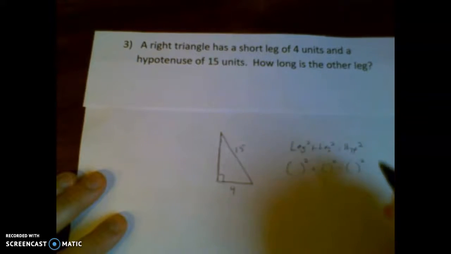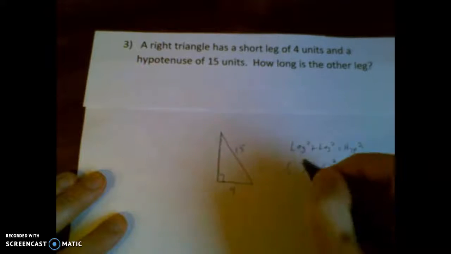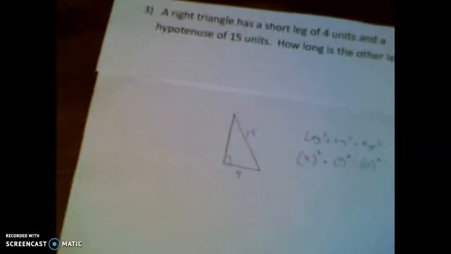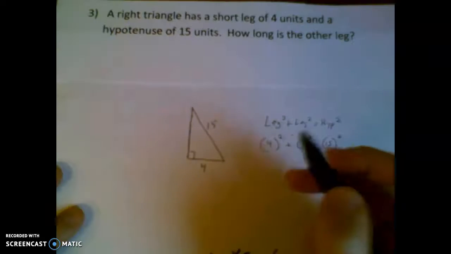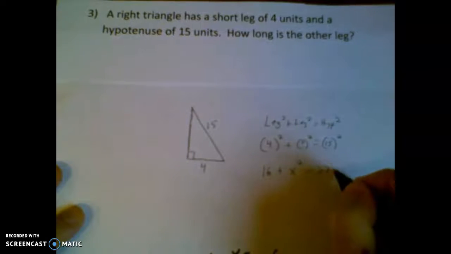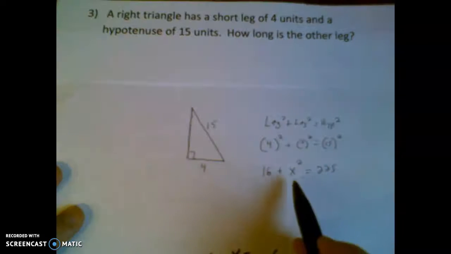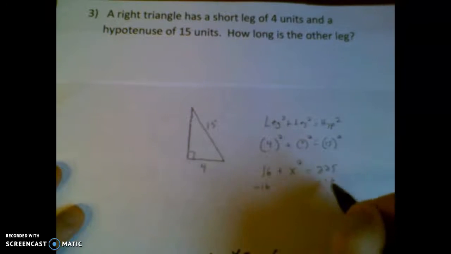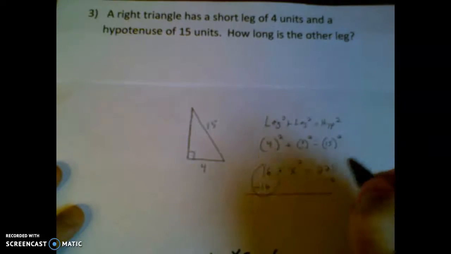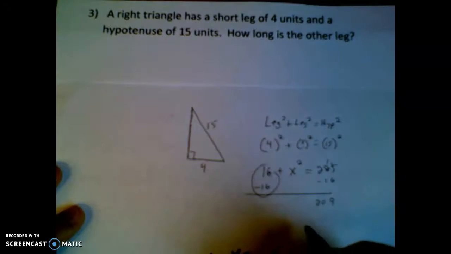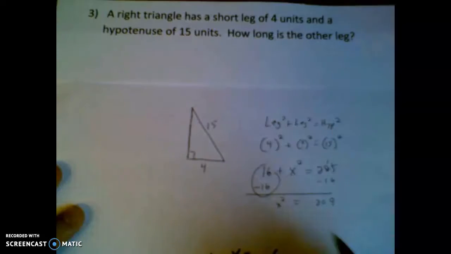So the hypotenuse is 15. One of the legs is 4. And this then is the missing value. So the next thing is to actually square this and get 16 plus some value squared, and 15 squared is 225. So then to find x squared, I'm going to isolate the variable by subtracting 16 from both sides. 225 minus 16 gives me 209 equals x squared.